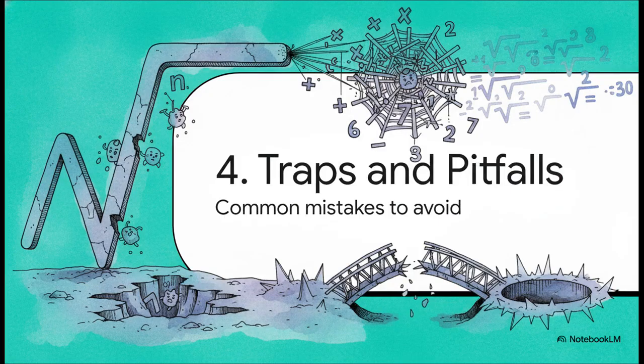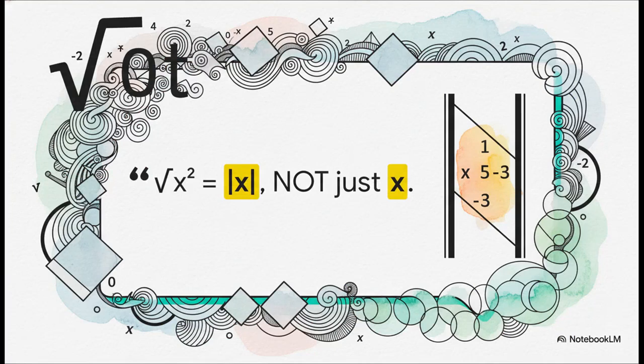Okay, time for one of my favorite parts. Let's get ahead of the game and talk about the common mistakes and traps that trip people up so that you can just sidestep them completely. This, right here, this is the number one error, hands down: forgetting the absolute value when you have an even index and a variable. The square root of x squared is not just x, it's the absolute value of x.